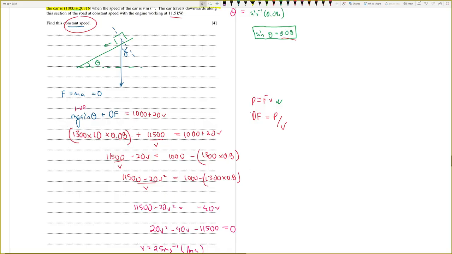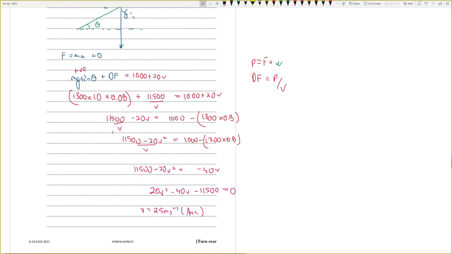1300 times 10 times 0.08 plus 11,500 by V is equal to 1000 plus 20V. I put the 20V on the left hand side, so 11,500 by V minus 20V is equal to 1000 minus 1300 times 0.8. I multiplied 10 and 0.08 over here. And then we end up with, if we do the LCM, 11,500 minus 20V square by V is equal to 1000 minus 1300 into 0.8. So after cross multiplication, you actually get a value of minus 40 over here. I cross multiplied the v to the right hand side, so 11,500 minus 20v square equals minus 40v.